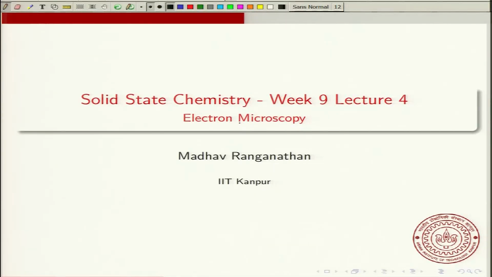Keep in mind that we have already learnt about X-ray diffraction, which is one of the most important tools in determining the crystal structure, and we have also talked about X-ray crystallography, and now we are going to talk about electron microscopy. There are several other techniques used to characterize crystals, several other spectroscopic techniques, which I will not be talking about in this course. But I thought I will mention the class of techniques related to electron microscopy. So, week 9 lecture 4 will be on electron microscopy.